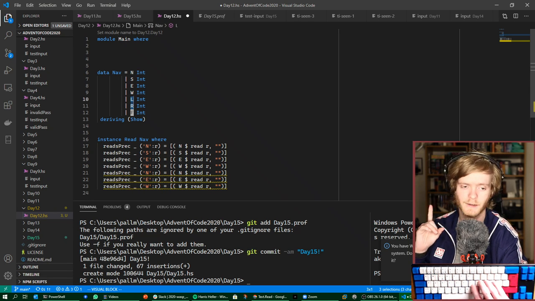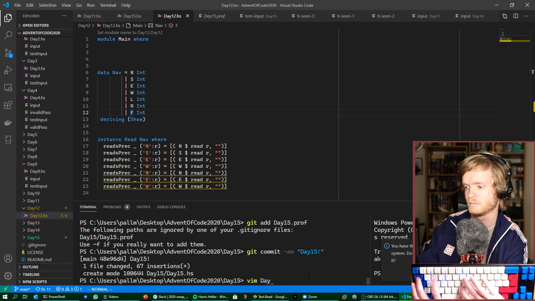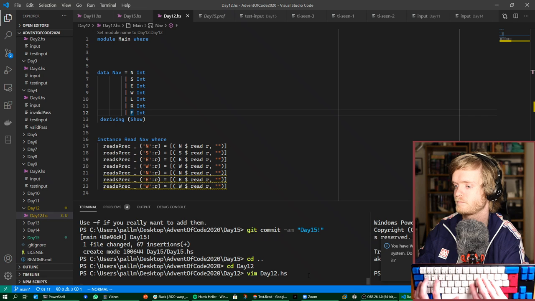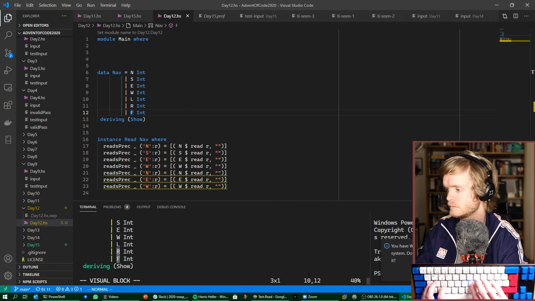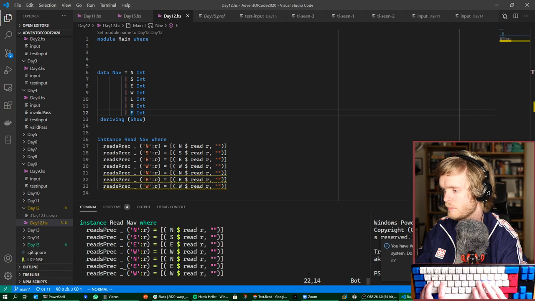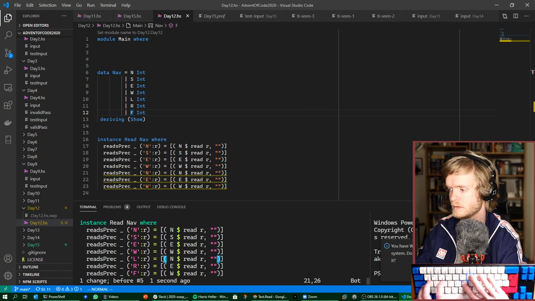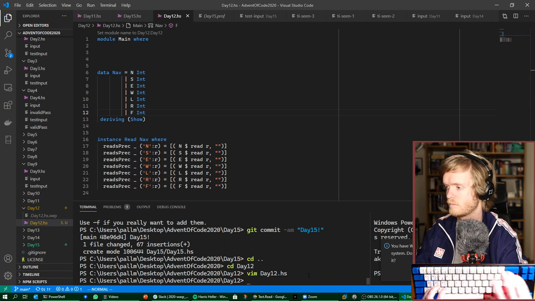Let's see. This is the difference between Vim and VS Code. Are you ready? We're opening this file in Vim. Now this is the wrong directory. Day 12, vim day12.hs. I'm gonna open it here and I can copy these, and I can paste it here. And it does the correct thing. If I did this in VS Code, it would paste each of the lines, which is super annoying. Oh, I copied too many. Like this. Okay.